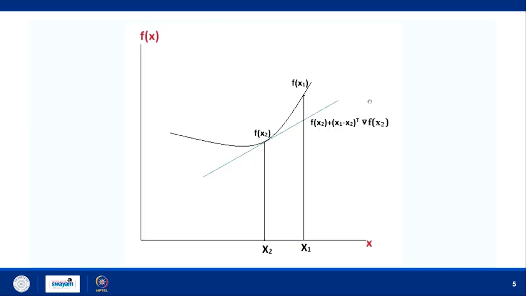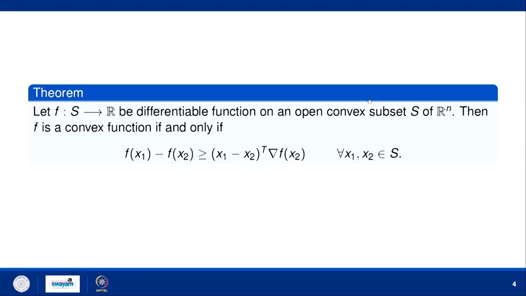Geometrically we have already discussed this thing. So in this lecture we have seen two important properties of convex functions. Number one, every local minimum is a global minimum. And the second property is, if a function is once differentiable and convex, then this inequality holds. In the next lecture we will see a few more properties of convex functions.